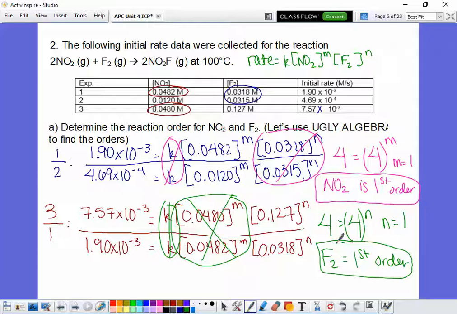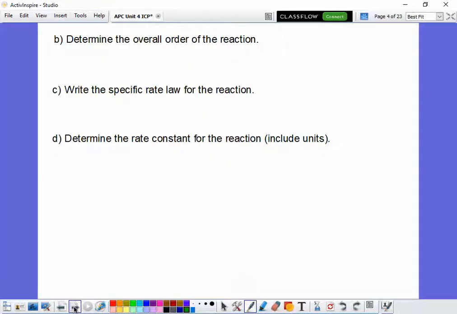It wouldn't double, it would quadruple, because that change gets compounded. Okay? Cool. Because the overall order of reaction, which is what you have for the next part, letter B, the overall order of reaction is going to be all the individual orders added up. What's 1 plus 1?